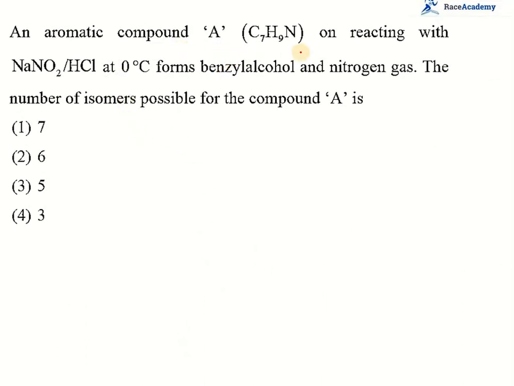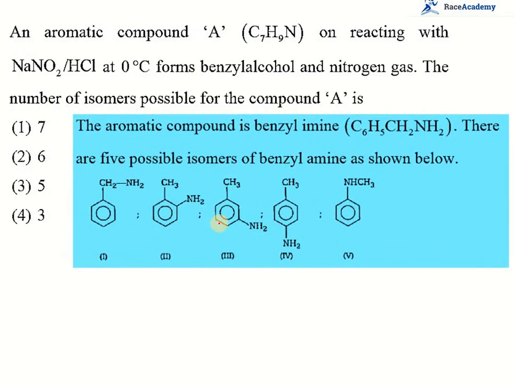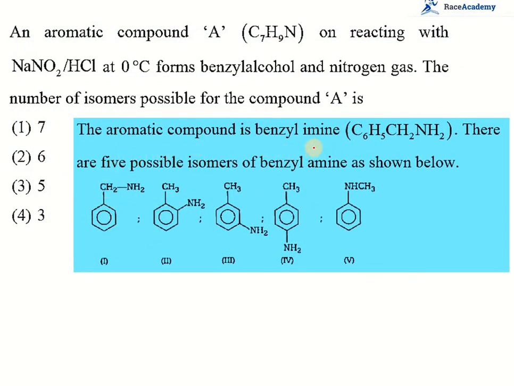An aromatic compound A, C7H9N, on reacting with sodium nitrite and HCl at 0 degrees Celsius forms benzyl alcohol and nitrogen gas, and the number of isomers possible for the compound A is? See, if you observe, aromatic compound benzylamine, C6H5CH2NH2, matches with C7H9N. There are 5 possible isomers.